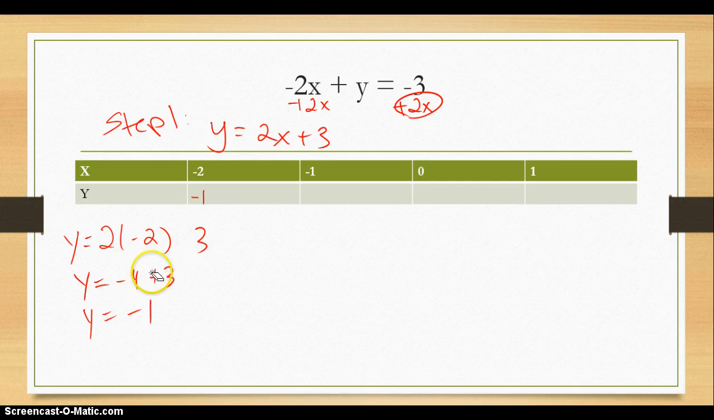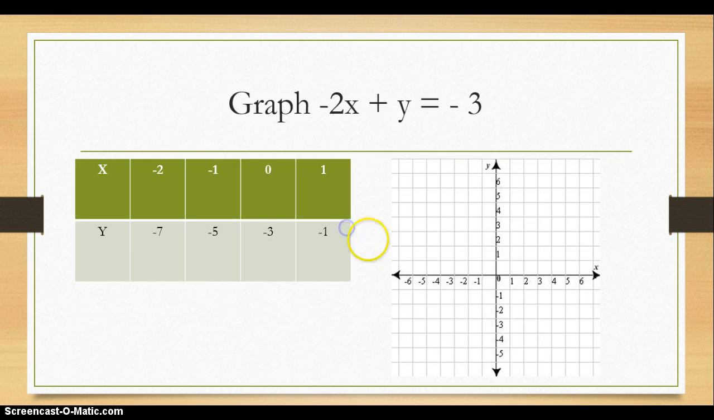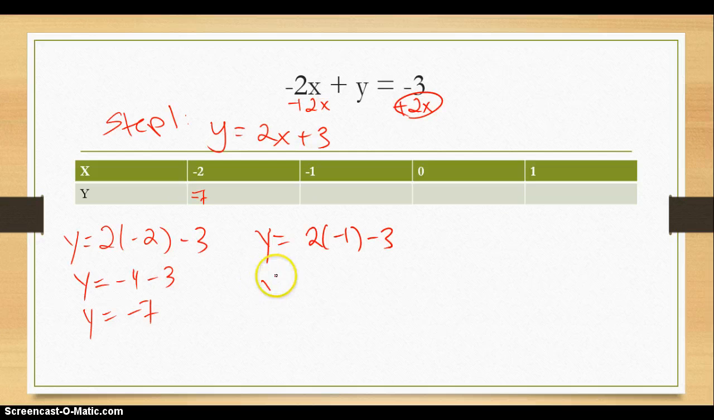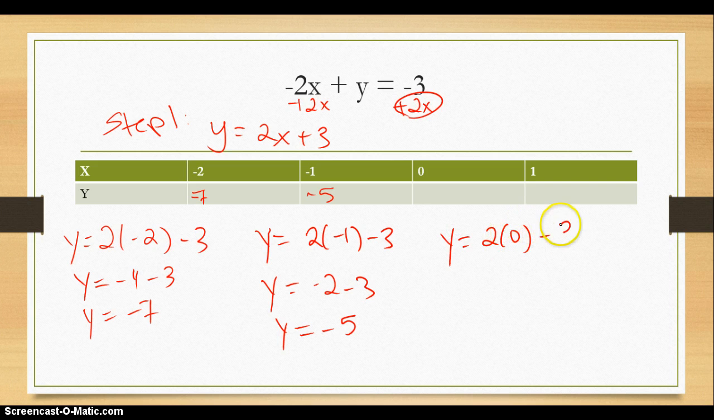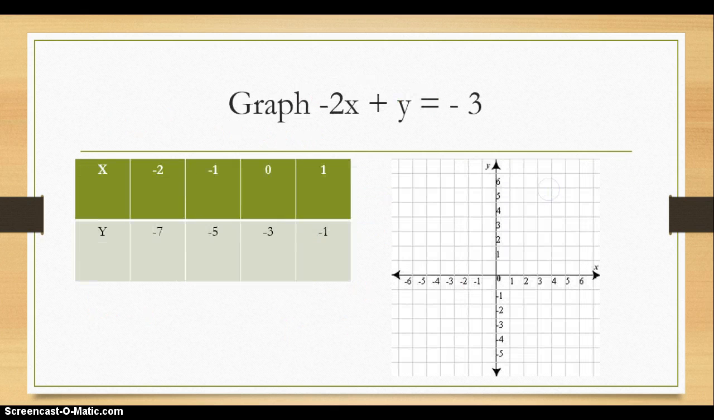I made a mistake right here, actually. Sorry, that's not a plus sign, that's a negative. So really this is negative 7. Then plug this in for minus 3. Y equals negative 2 minus 3, which is negative 5. I'm just plugging the values in just like we did last night. So y equals negative 3. We can see a pattern here. It's increasing by 2, so we then know the next one would be negative 1.